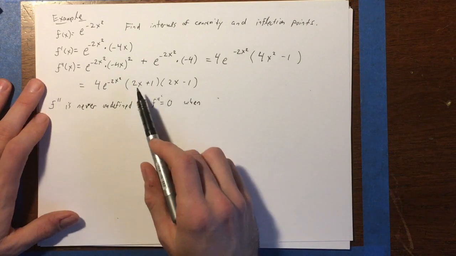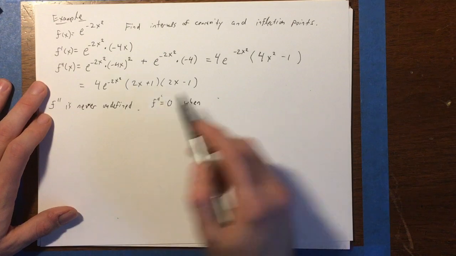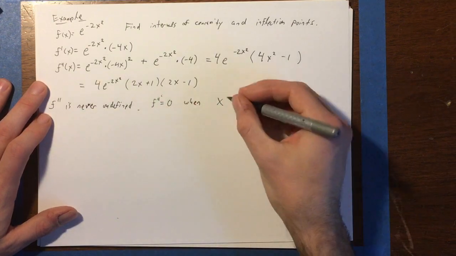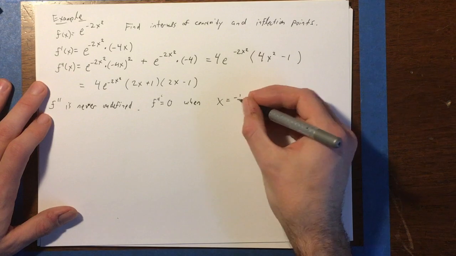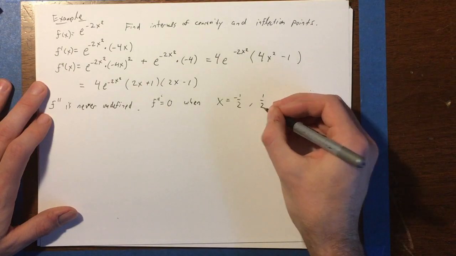So what about the other factors? 2x plus 1 is going to be 0 when x is negative a half. Set that equal to 0 and solve it, and you will find x would be negative 1/2, versus 2x minus 1 will be 0 when x is positive 1/2.